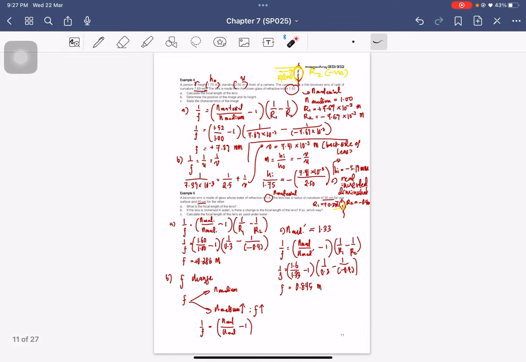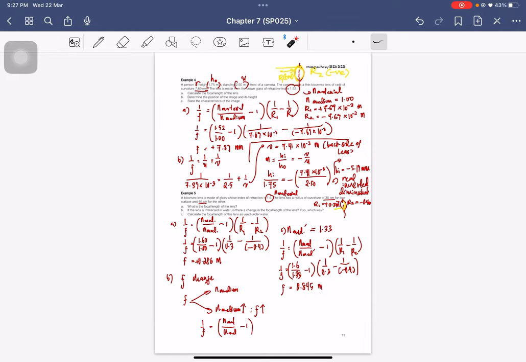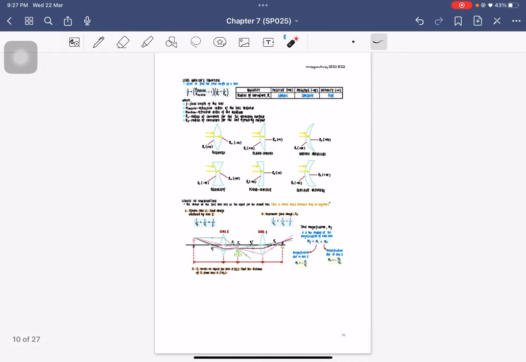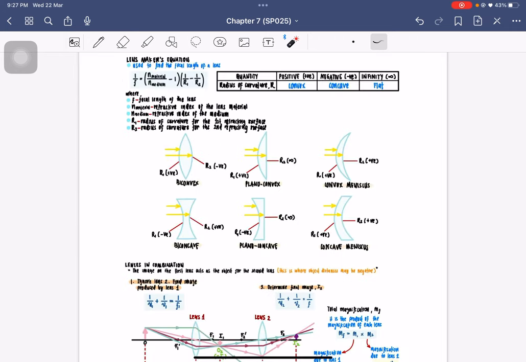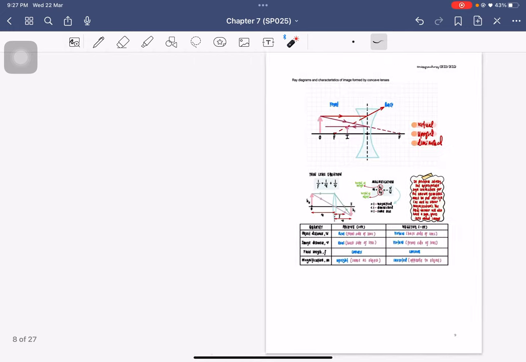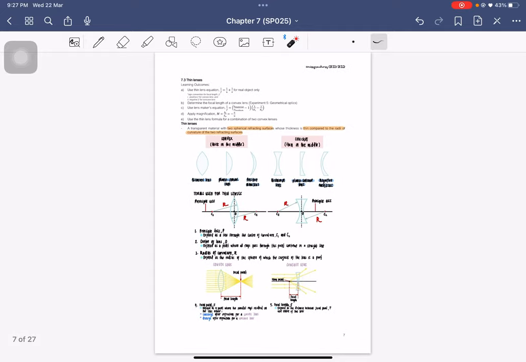Right, so that is how you solve problems using the lens maker's equation. What you need to know is basically the sign convention for a convex, concave and flat surface, right? You don't really have to memorize all this. You just have to know the radius of curvature sign convention that we mentioned earlier. Okay, right, so that is all for subtopic number 3.